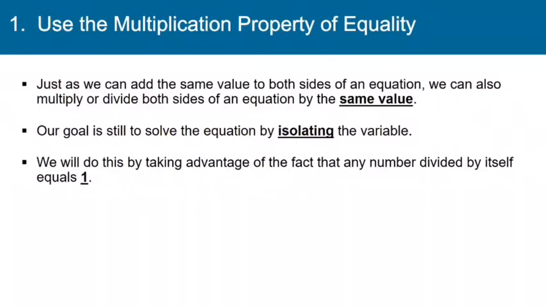And we'll do this by taking advantage of the fact that any number divided by itself equals 1. So if we have a number as a factor of the top and also a factor of the denominator, then that number divided by itself will make a 1. In other words, sometimes we say that those two numbers cancel each other out.